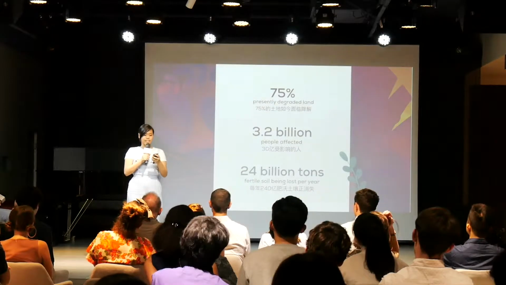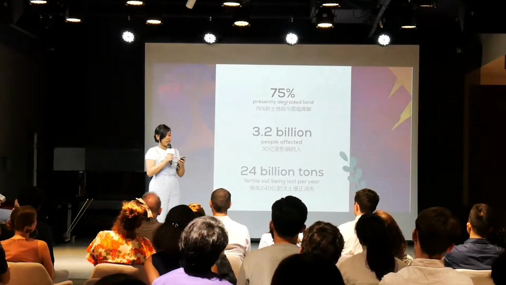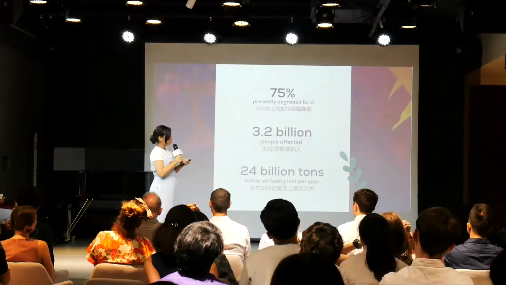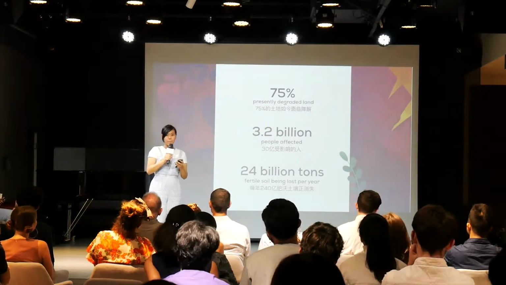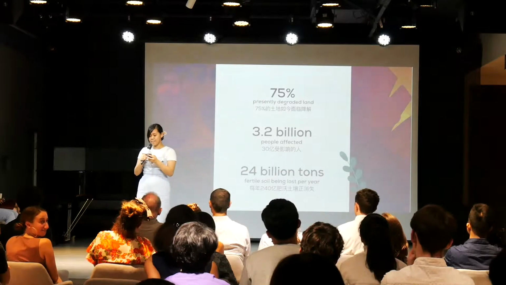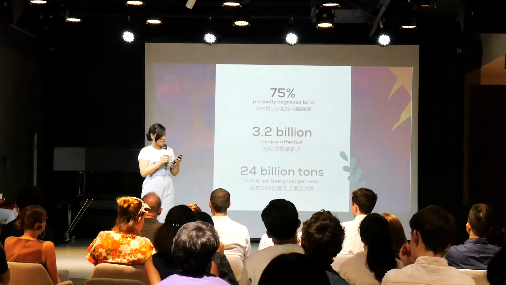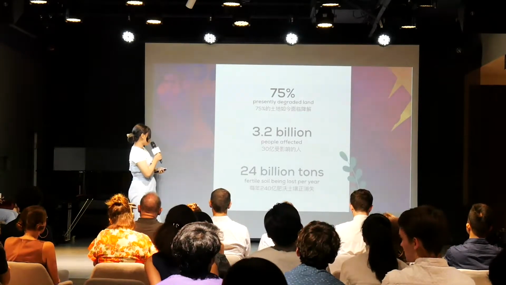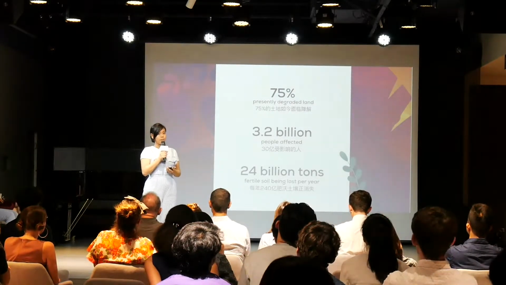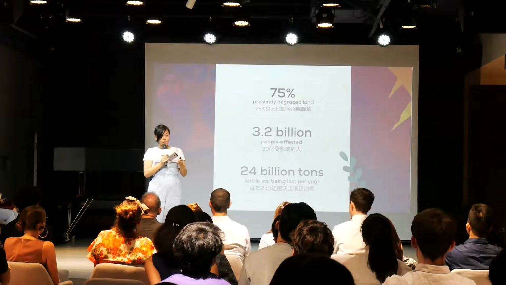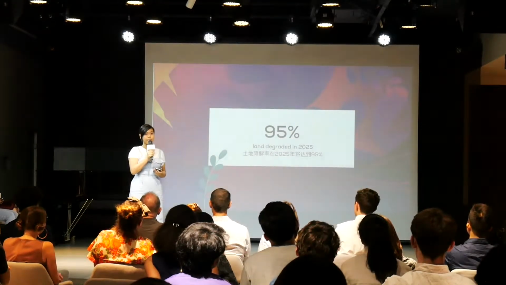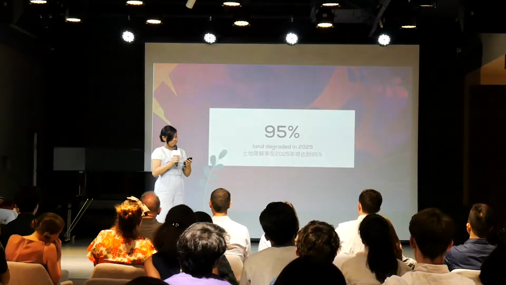We are currently at a state where 75% of our land is degraded, and that is affecting the livelihood and safety of over 3.2 billion people. And there seems to be no sign of stopping. At this rate of 24 billion tons of fertile soil being lost per year, we at 2025 are going to have a rate of 55% of degraded soil in a few years.